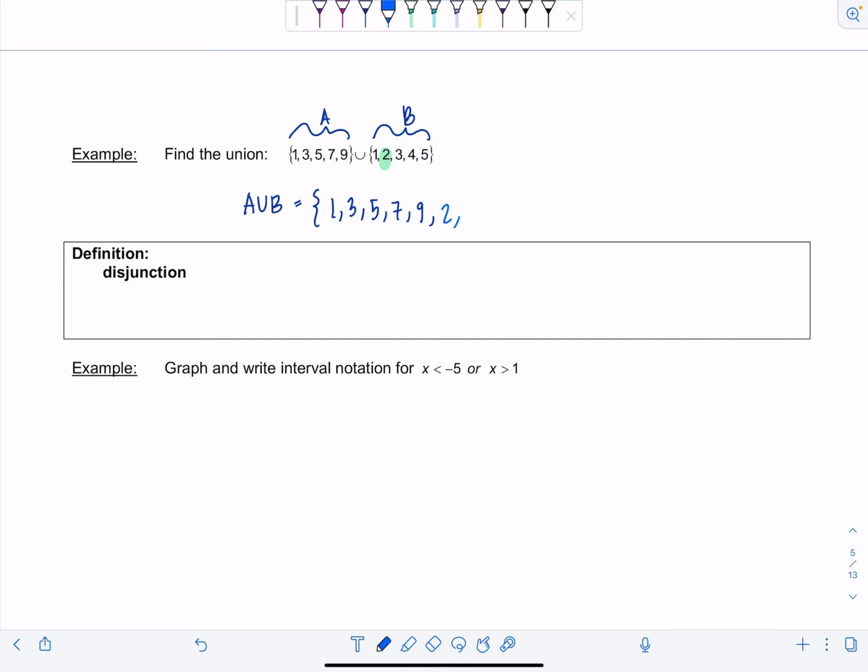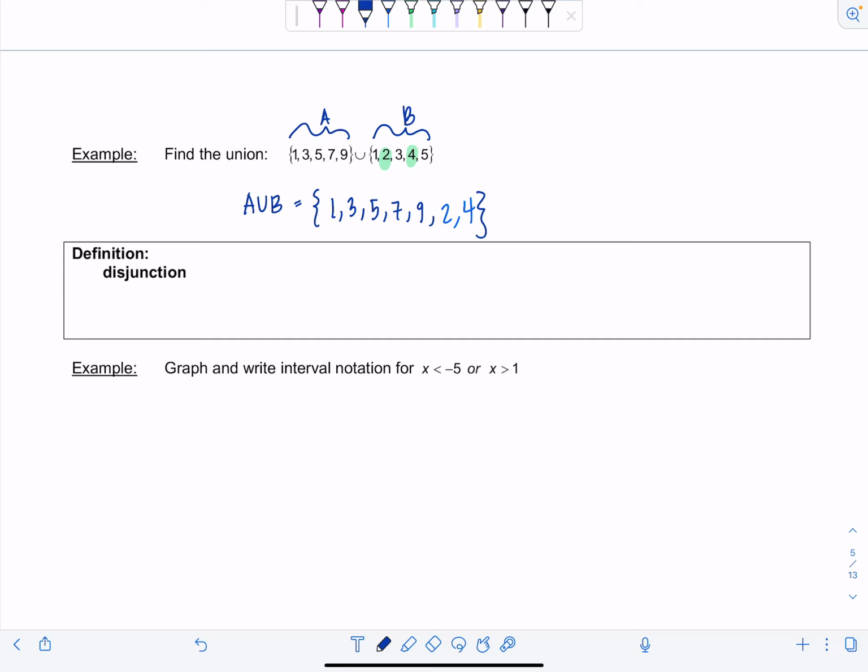All are welcome. 3, no. 4, oh yes, 4, come join us. It's the union. It's time to just include everyone. 5, no. We already got it. Okay, so you don't need to list your duplicates. If it's in the set, it's accounted for, we're good. You don't need to list them out twice.